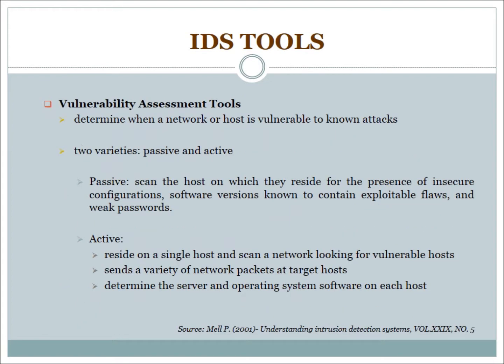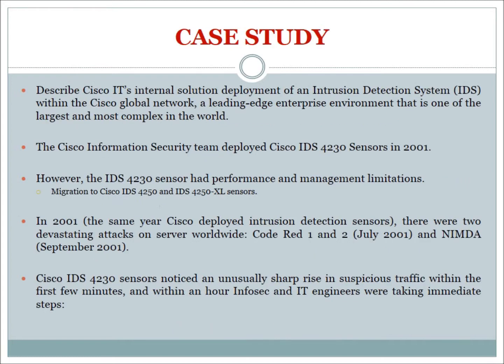Vulnerability assessment tools determine whether a network or host is vulnerable to known attacks. There are two varieties, passive and active. Passive tools scan the host on which they reside for the presence of insecure configurations, software versions known to contain exploitable flaws, and weak passwords. Active tools reside on a single host and scan a network looking for vulnerable hosts, send a variety of network packets at target hosts, and determine the server and operating system software on each host.